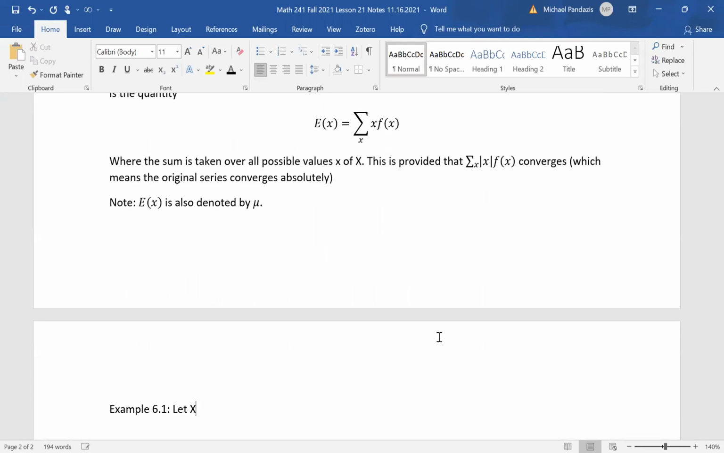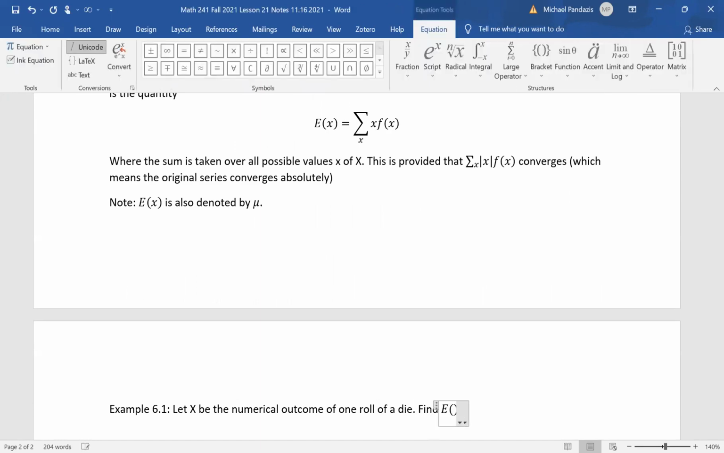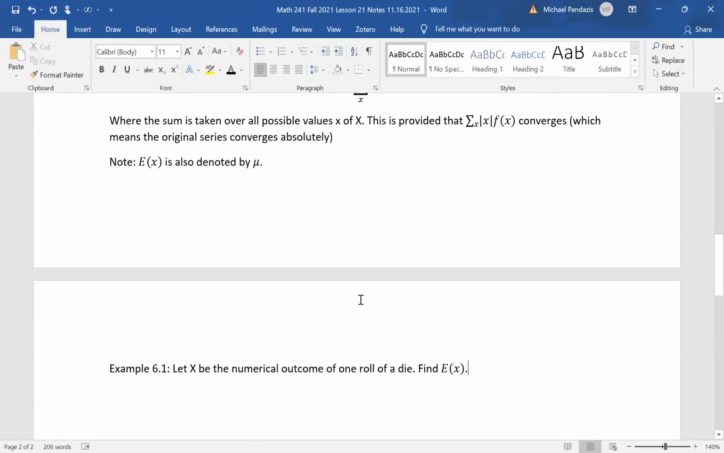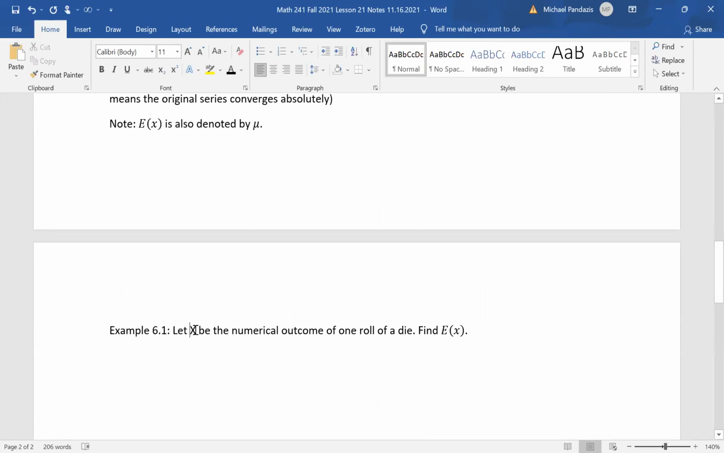So let x be the numerical outcome of one roll of a die. Find E of x. The goal is to find the expected value of this discrete random variable x. It's a discrete random variable because there are only a finite number of possible outcomes in the experiment. There are only 6 possible outcomes of rolling a die: 1, 2, 3, 4, 5, or 6. So the possible values of capital X are 1, 2, 3, 4, 5, and 6.